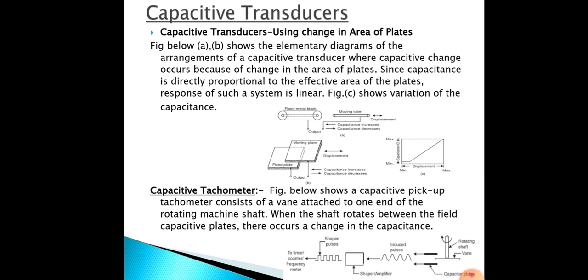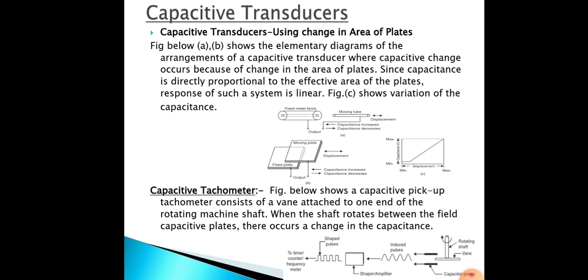The next one, capacitive transducer. So you can see over there in the diagram, these are the diagram for your capacitive transducer. Figure below shows this. A and B figure will be showing you nothing but the arrangements of the capacitive transducer, where the capacitive change occurs because of the change in the area and plates. So due to the change in the area and plates, the capacitance will be changing over here. Okay, so capacitive transducer using change in distance between the plates. The next one, here you can see in this next diagram.